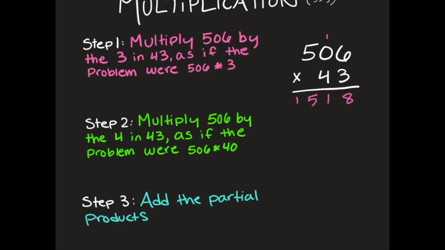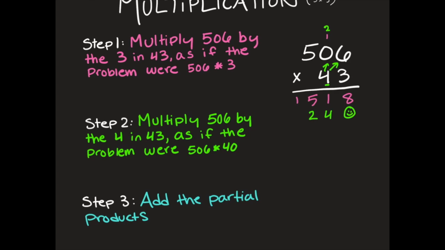Okay. Step 2, I need to multiply 506 by the 4 in 43 as if the problem were 506 times 40. And because I'm multiplying by 40, this 4 is really worth 40, I'm going to put my 0 right here because I'm multiplying by 40. So the first thing, take that 4, multiply 4 times 6, which equals 24. So I'm going to carry my 2 and put my 4 down here. Now I'm going to do 4 times 0, which equals 0, and then add my 2. My 2 goes right here.